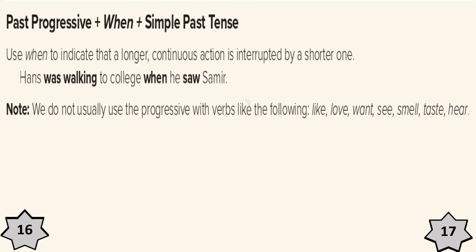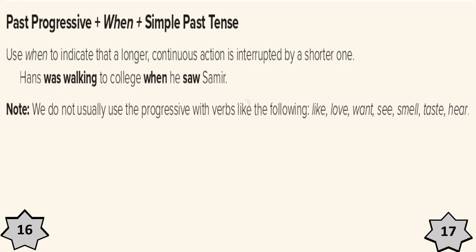Past progressive plus when plus simple past. Use when to indicate that a longer continuous action is interrupted by a shorter one. For example, Hans was walking to college when he saw Samir. Was walking is the continuous action with ing, while he saw Samir happened during this action. So we have two actions: one continuous, walking, and the second that happened during it, seeing.